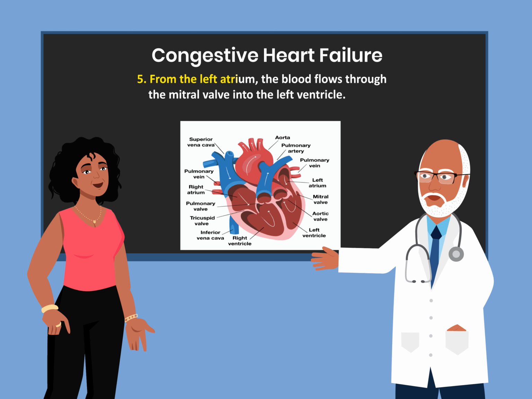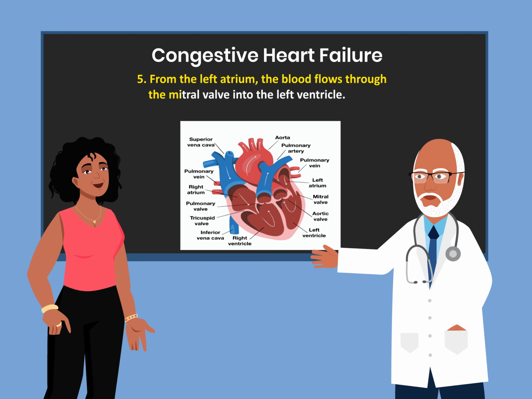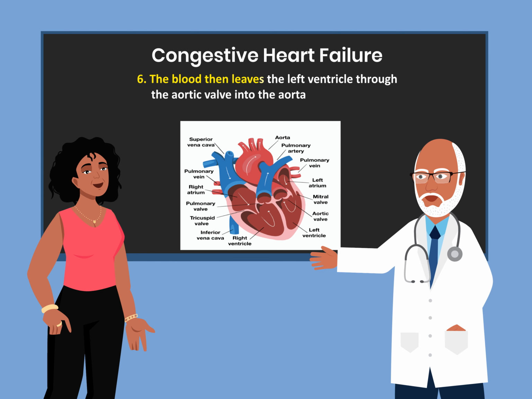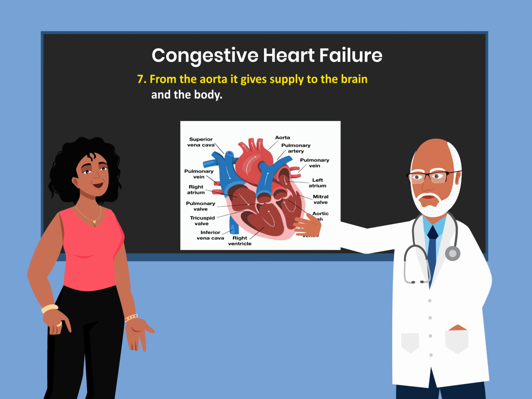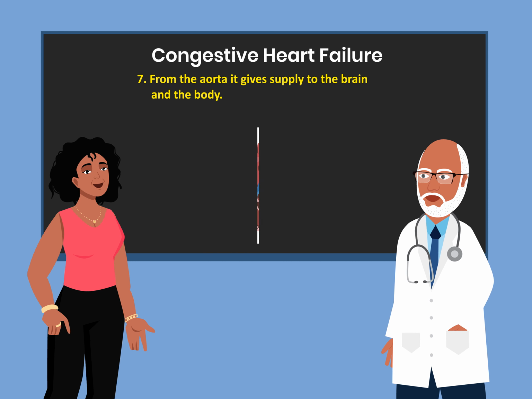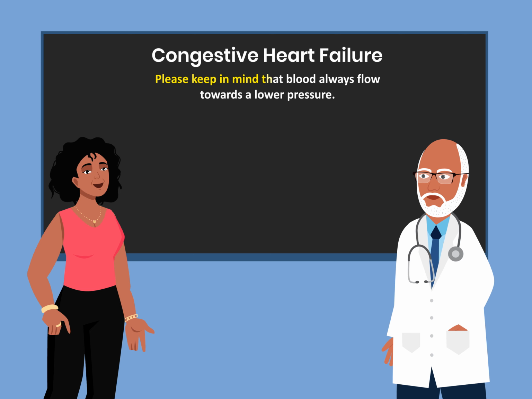From the left atrium, the blood flows through the mitral valve into the left ventricle. The blood then leaves the left ventricle through the aortic valve into the aorta. From the aorta, it supplies the brain and the body. Please keep in mind that blood always flows towards a lower pressure.